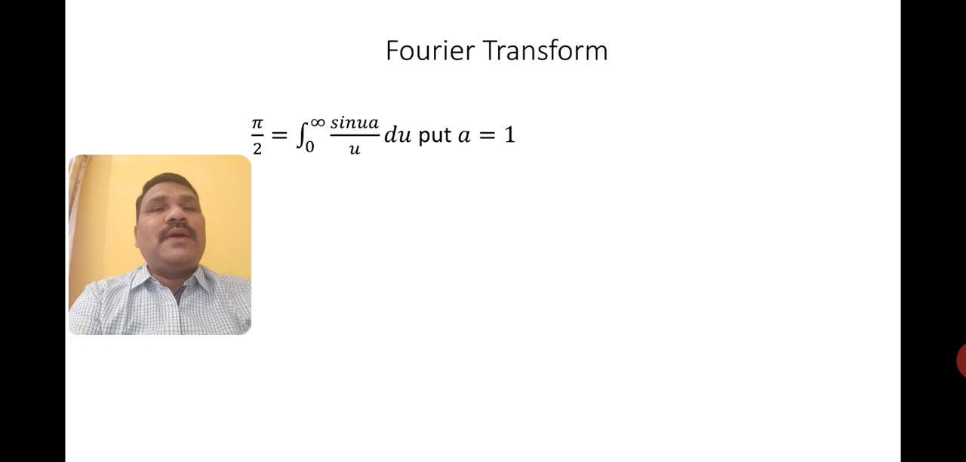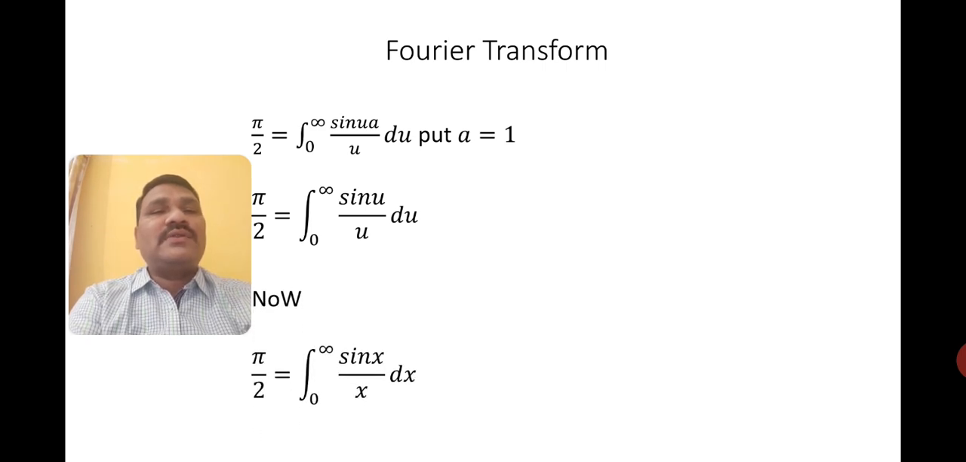Okay, so pi by 2 is equal to this; put a is equal to 1. If you put a is equal to 1, we will get pi by 2 is equal to integral 0 to infinity sin u divided by u du. Now, what is that one you will get? So pi by 2 is the integral 0 to infinity of sin x divided by x dx.